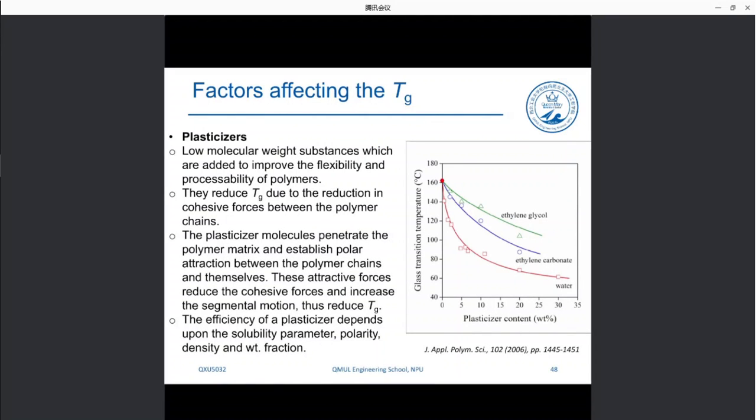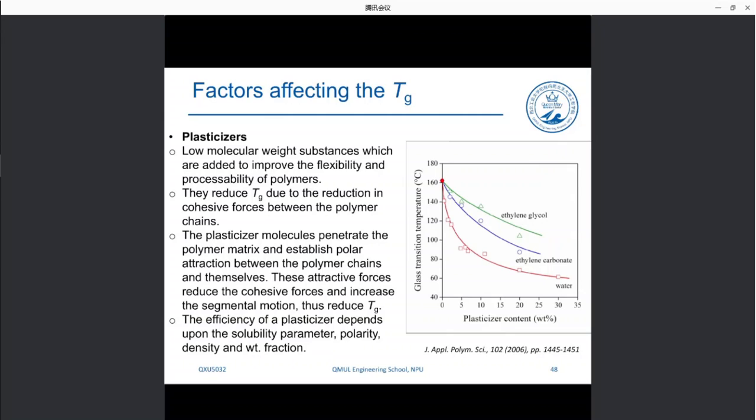Now, plasticizers. Plasticizers are very, very important substances in different types of polymer applications. They're generally used because sometimes polymers have glass transitions that are higher than the ones that we like, and we want to reduce the glass transition in order to make the polymer behave differently at certain temperatures.